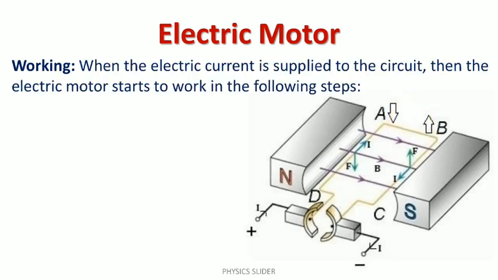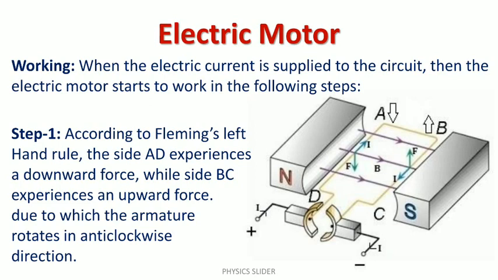So watch here. When the electric current is supplied to the circuit, then the electric motor starts to work in the following steps. What is our first step? Watch here. Step 1. According to Fleming's left hand rule, the side AD experiences a downward force, we have discussed, while side BC experiences an upward force, due to which the armature rotates in anti-clockwise direction like this.